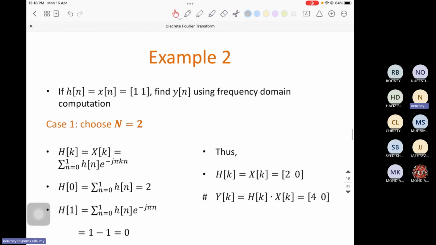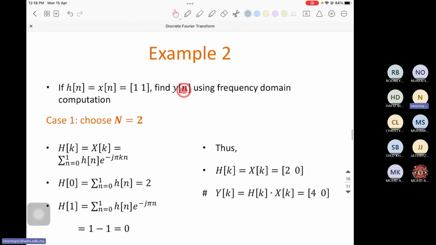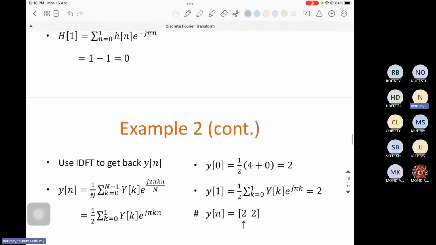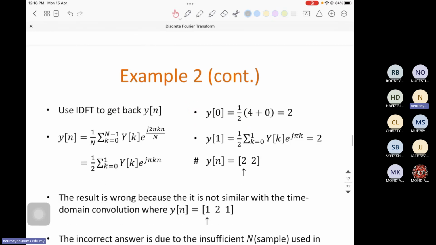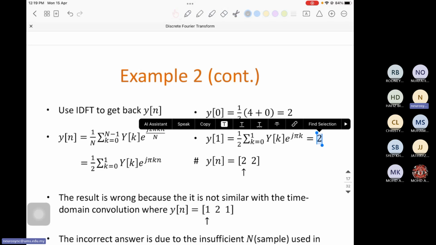But what is asked here? Y of n. So again, you need to convert Y of k back into y of n. For that, you need to use IDFT here. If we use IDFT, y of 0 will be 2 and y of 1 will be 2. So what is the final answer here? 2, 2.